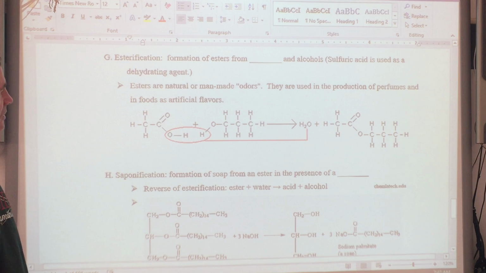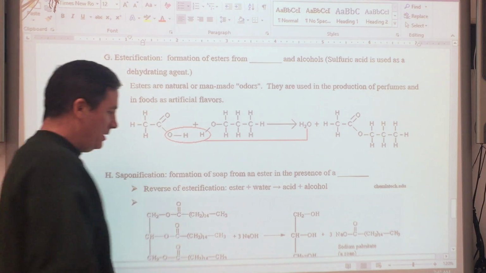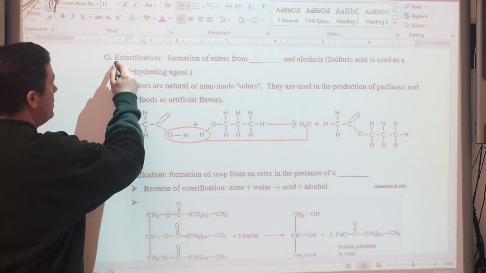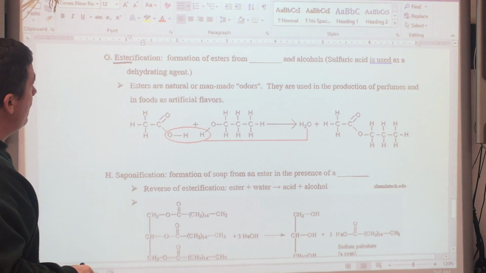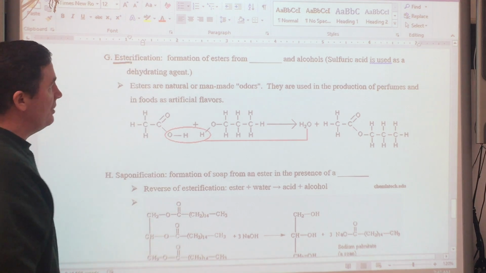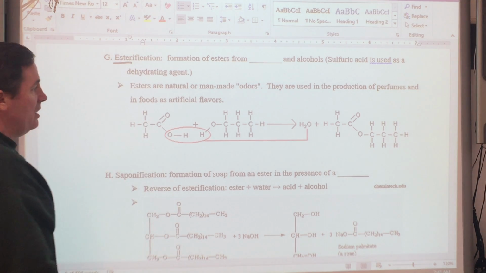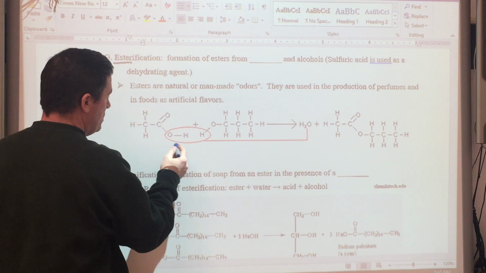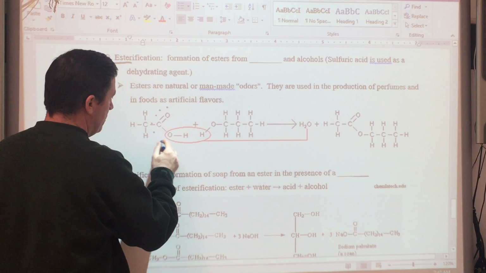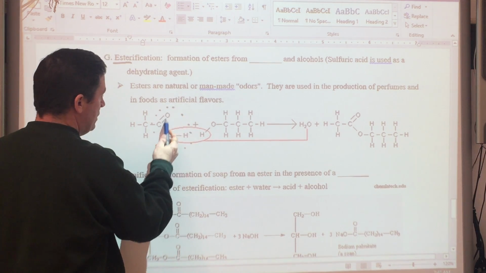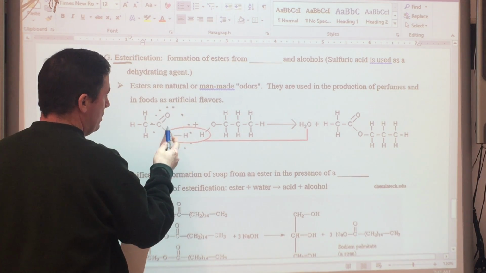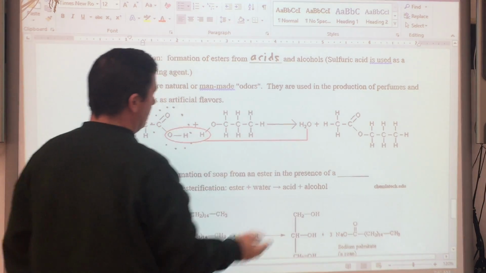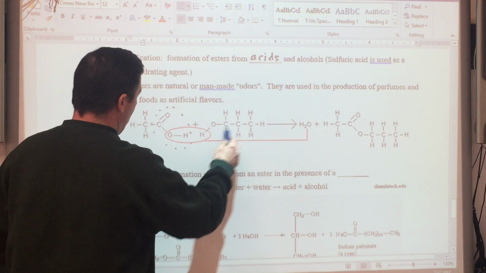All right, the next type is called esterification. Esterification, we're making esters. So that's an easy one to remember because esterification has ester in it, so it's making esters. And what are we making them from? Well, can you recognize this? This group here, C double bonded O and then OH, that's an acid. And then it's combined with an alcohol.